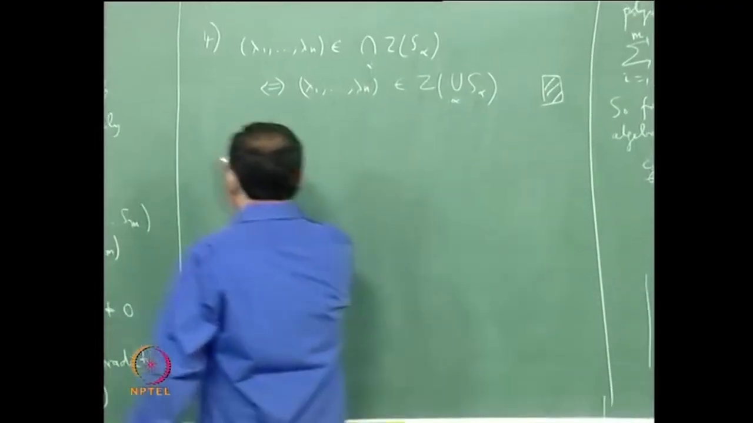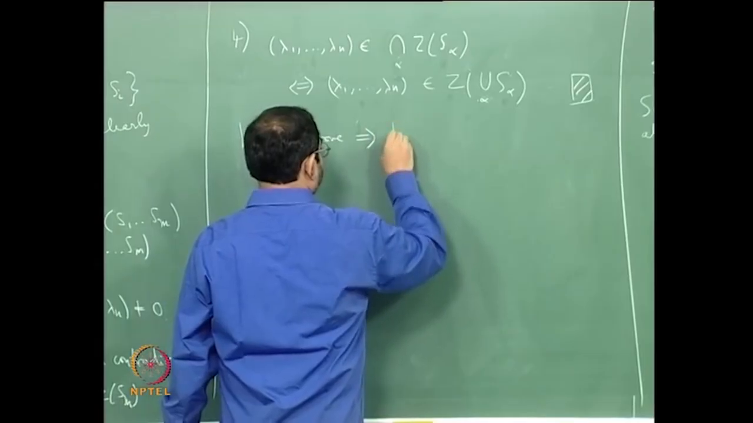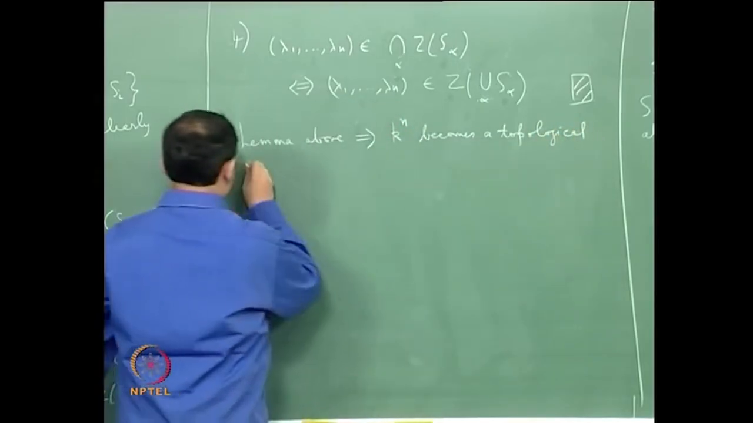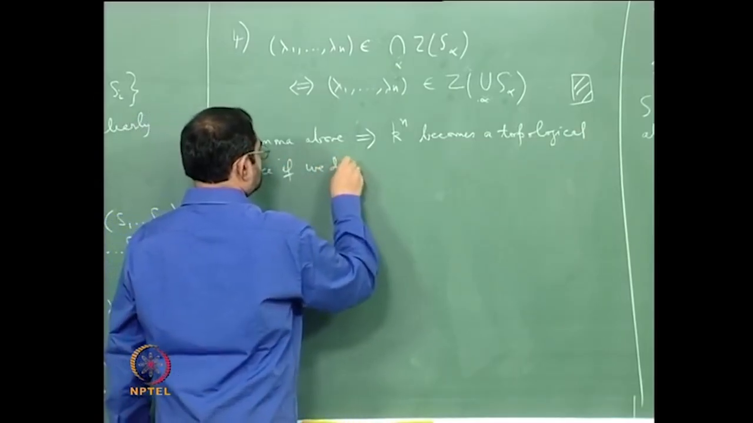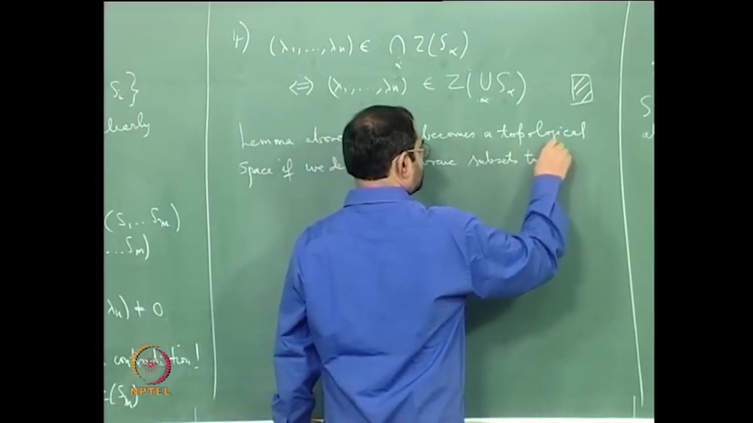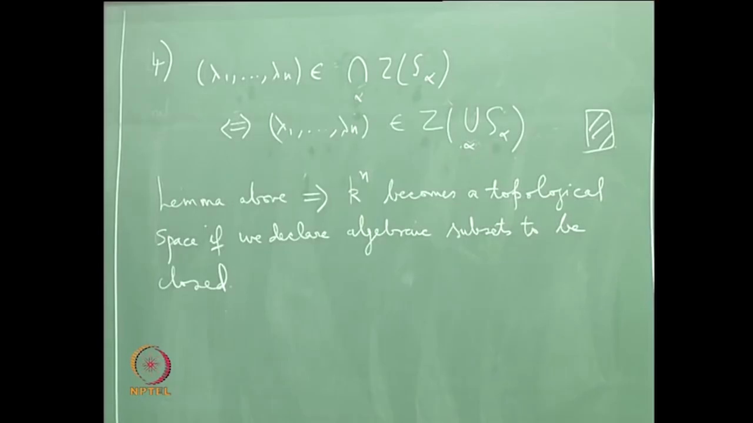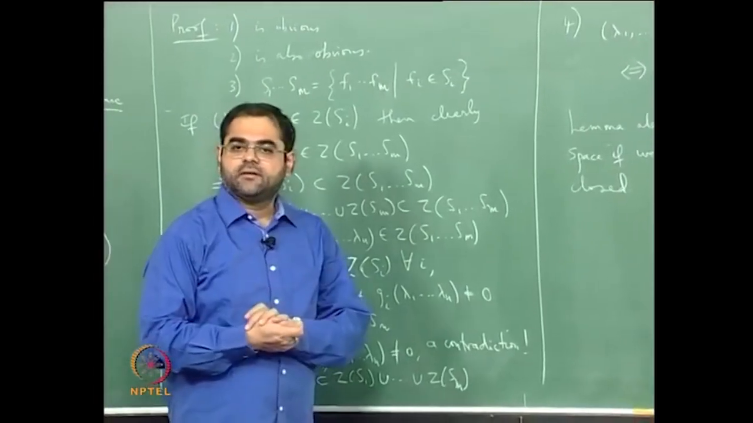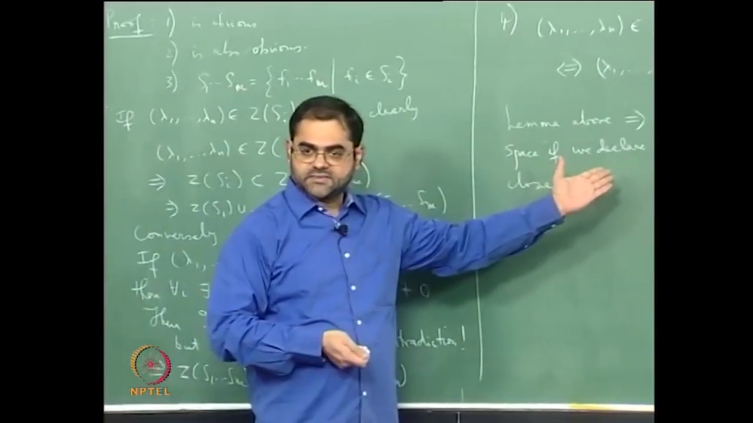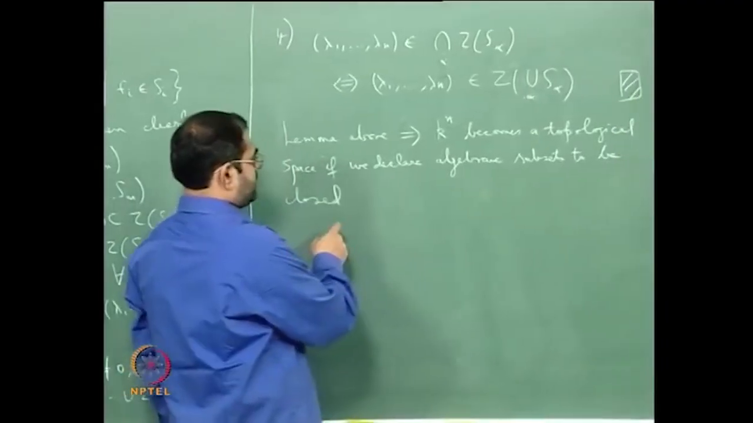So the lemma above implies that K^n becomes a topological space if we declare algebraic sets to be closed. And so this means that the Zariski topology as it is defined here is defined by closed sets, and of course the open sets are the complements of closed sets always. So let me mention that this is the Zariski topology.